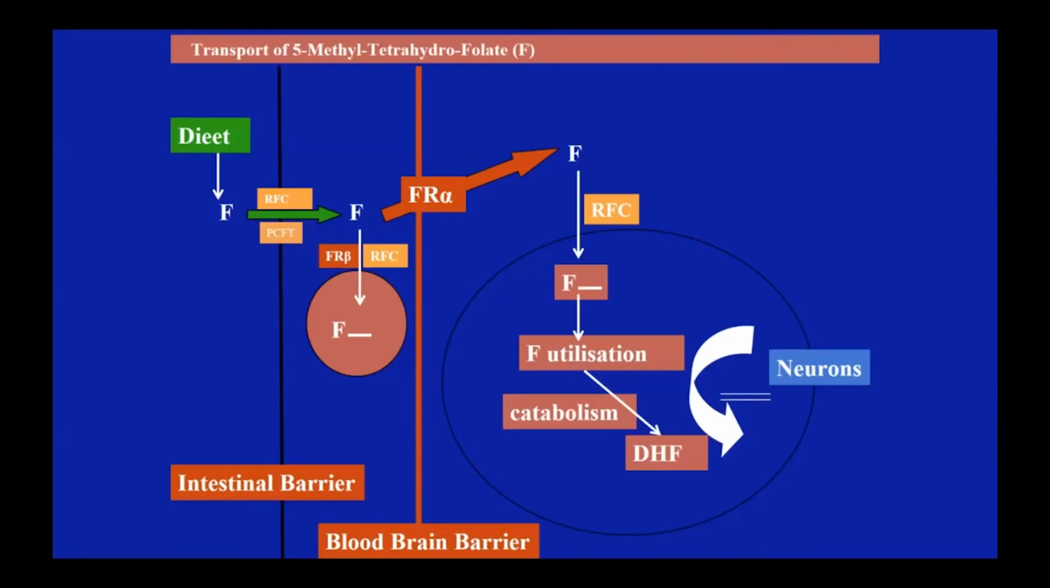So the transport of 5-methyl-tetrahydrofolate is done by a folate receptor alpha protein anchored to choroid plexus epithelial cells, which brings it first to the spinal fluid compartment and then through the ependyme to the neural tissues. You see that the intestinal barrier uses 2 other systems, the RFC and the PCFT systems, and that the folate receptor alpha has here a minor contribution.